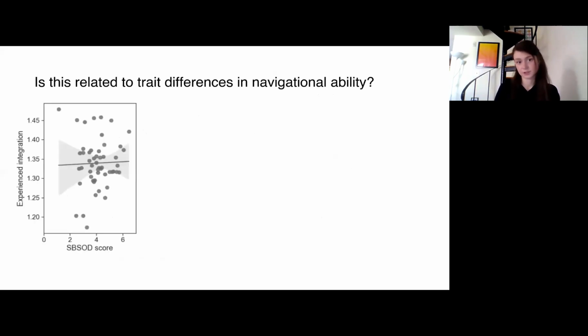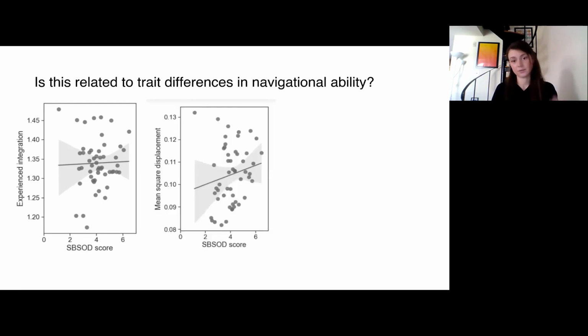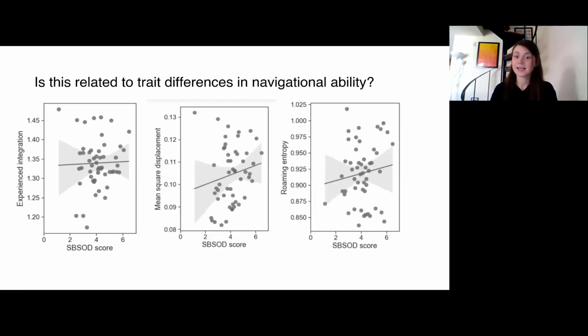But is it related to trait differences in navigational ability? What I'm showing now is the Santa Barbara Sense of Direction score on the x-axis and the three measures of interest on the y-axis. And the answer is no, it doesn't seem to be related to trait differences, at least as expressed by self-report, which to us was quite interesting because we really did think that it could be something about the trait ability to navigate, to pick up on the structure of the environment, but it doesn't seem to be the case.